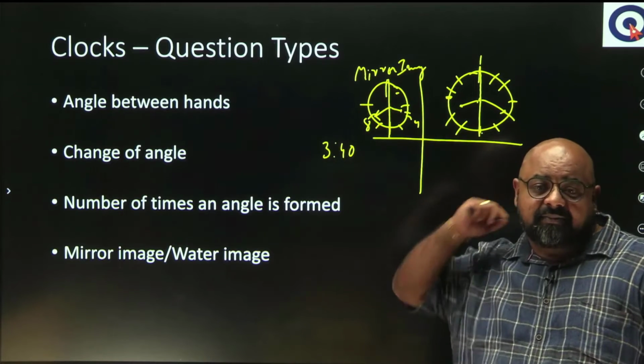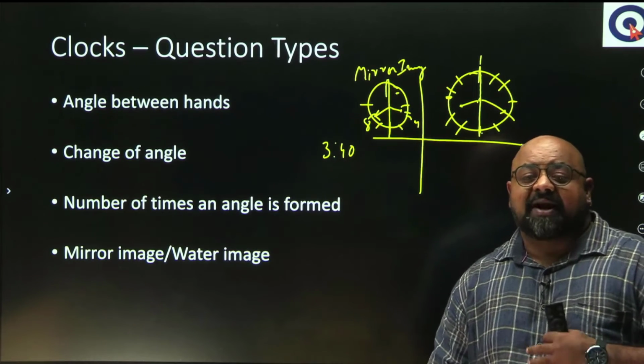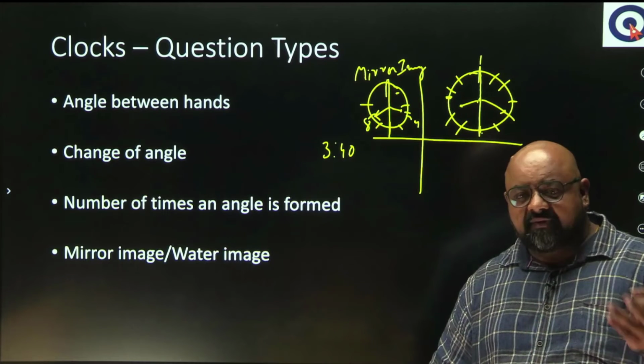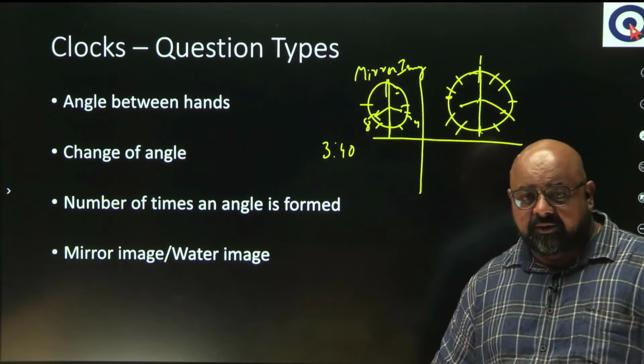In case of the mirror image, what you can also do is subtract from 12. So if you subtract 8:20 from 12, the time that you will get is 3:40.